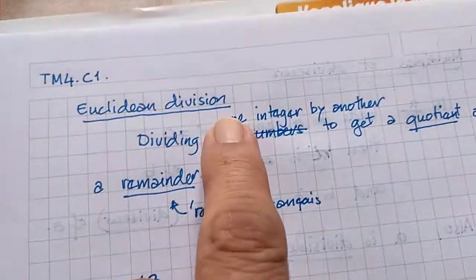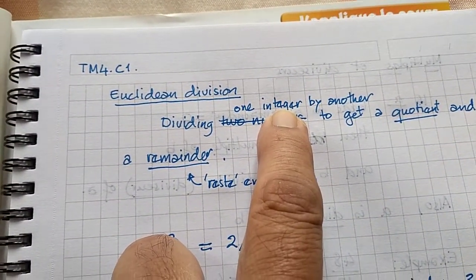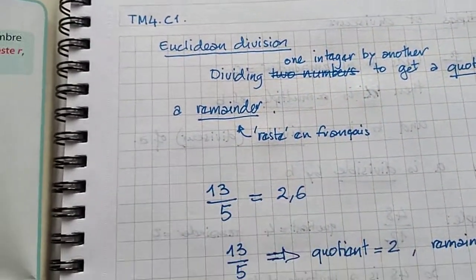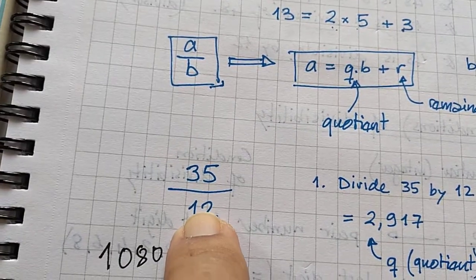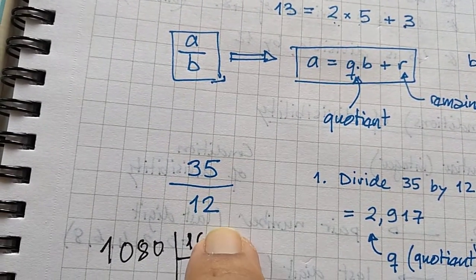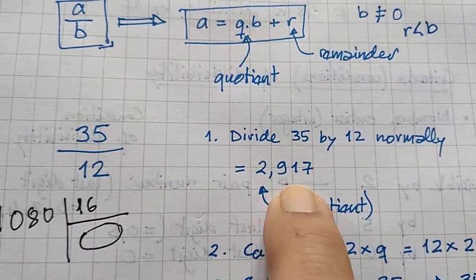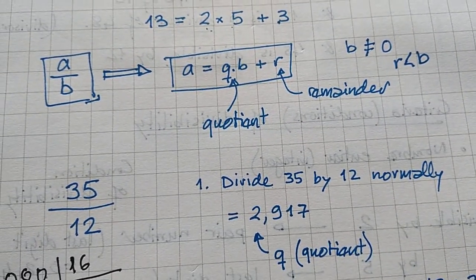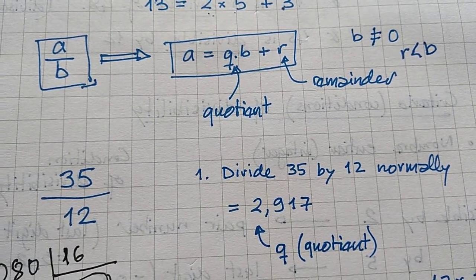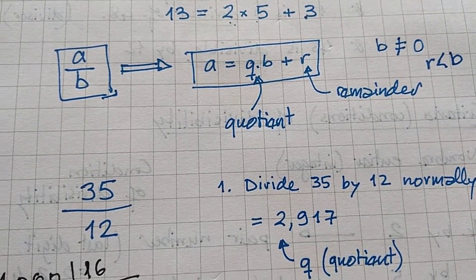By the way, here I use dividing one integer by another. What is an integer? Integer simply is the English word for nombre entier. A nombre entier is a number like 2, 5, 13, 35, 12. What is not a nombre entier? 35.12, 12.67. These are not nombre entier. 2.917 is not a nombre entier. An integer is a number that doesn't have anything after the decimal point.